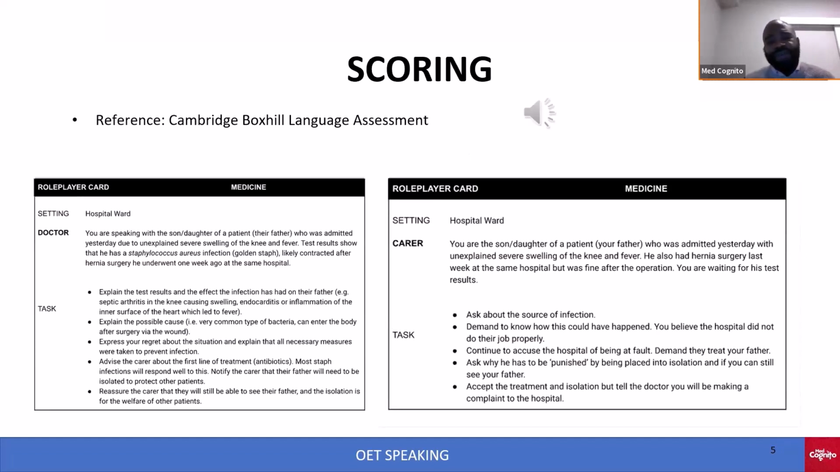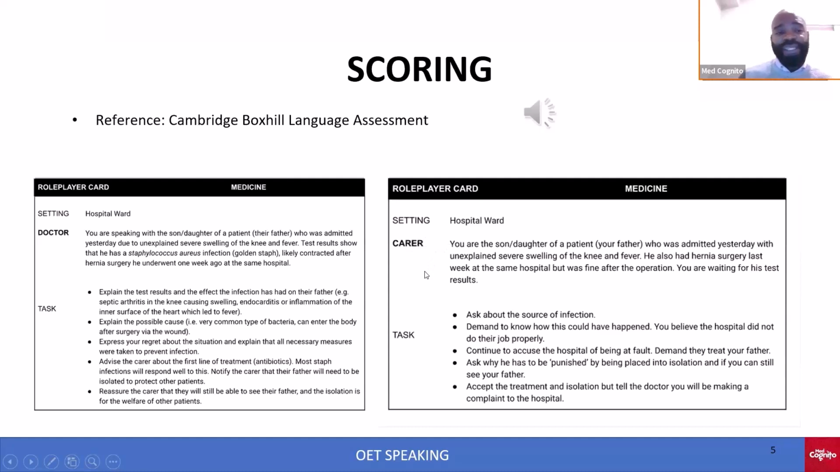On the screen, you see two boxes. One indicates a role player card, and on it, medicine. This is an example of OET for medicine. That's why we have the medicine written over there. You have two role player cards. If you come down, you see that one is a doctor, and then the other one is a carer.